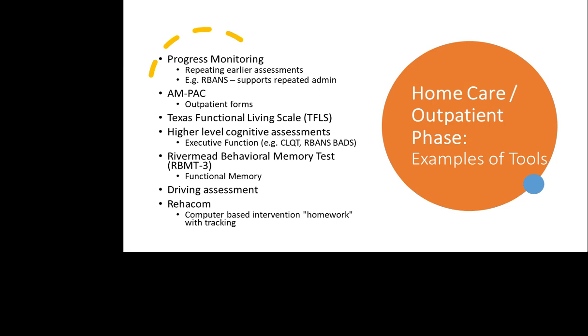And then higher level cognitive assessments. Some of the ones mentioned here, the CLQT, the RBANS again, and the BADS, which is the behavioral assessment of the dysexecutive syndrome. These can be really useful for helping pinpoint some of those higher level needs for supporting somebody in the community. And again, memory assessments, so the RBMT, the Rivermead Behavioural Memory Test, can be a really useful tool for profiling some of the memory needs, profiling where someone might need supports within their everyday environment.